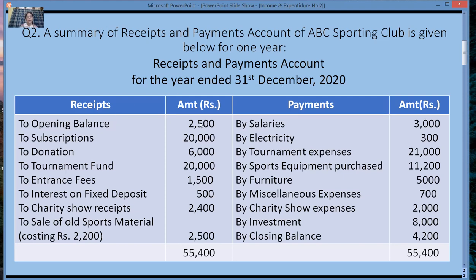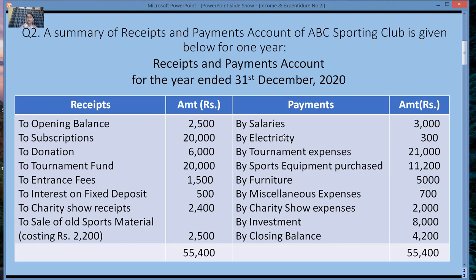To opening balance 2,500, to subscription 20,000, to donation 6,000, to tournament fund 20,000, to entrance fees 1,500, to interest on fixed deposit 500, to charity show receipts 2,400, to sale of old sports material costing, that is, there was a material sold whose actual price was 2,200, but it was sold for 2,500. So there has been a profit on sale.